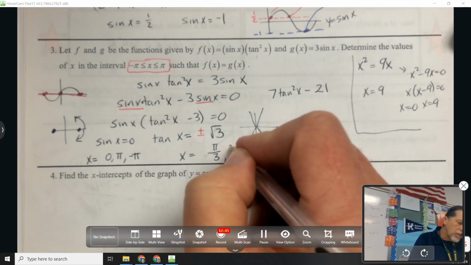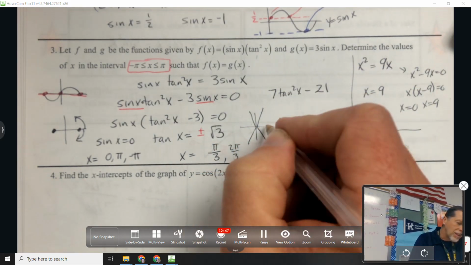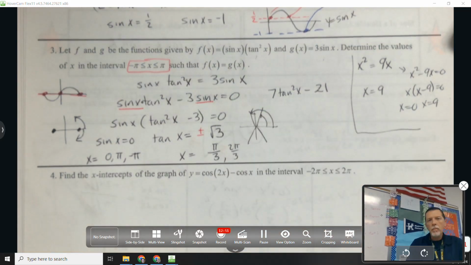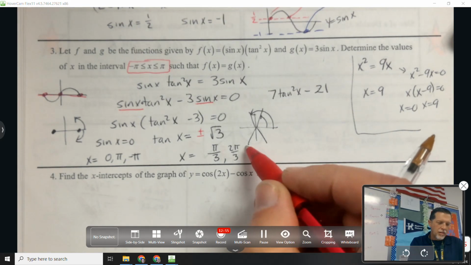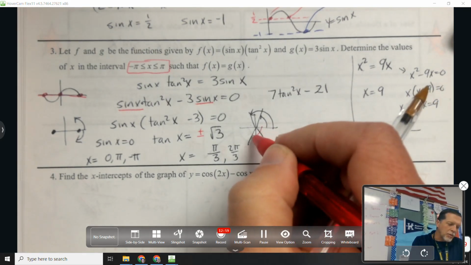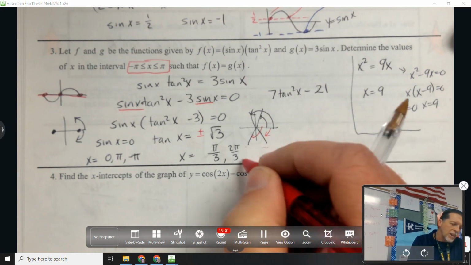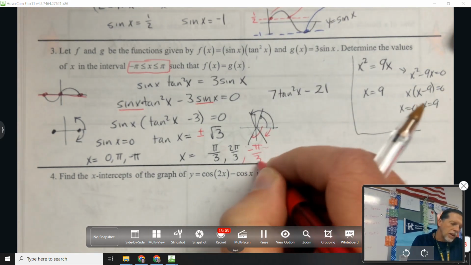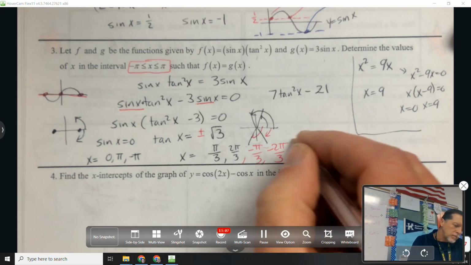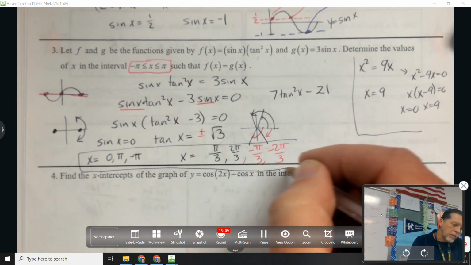So pi over 3 and 2 pi over 3, those two. And then, right, 4 and 5, but that's not going the right way. This time it wants me to go backwards and say negative pi over 3 and negative 2 pi over 3. And then all of those are my answer.